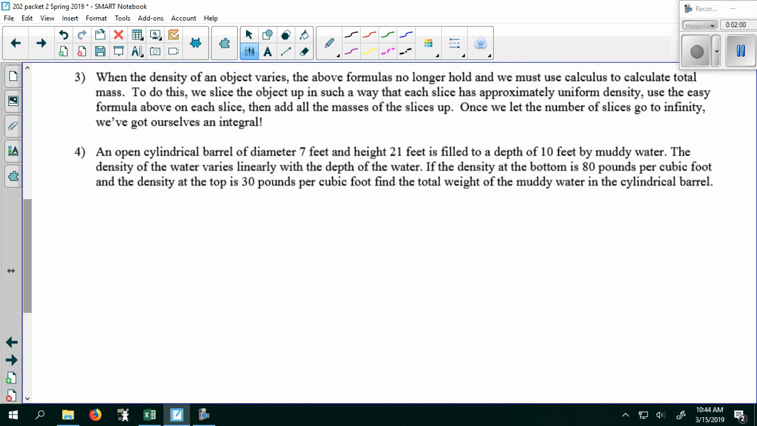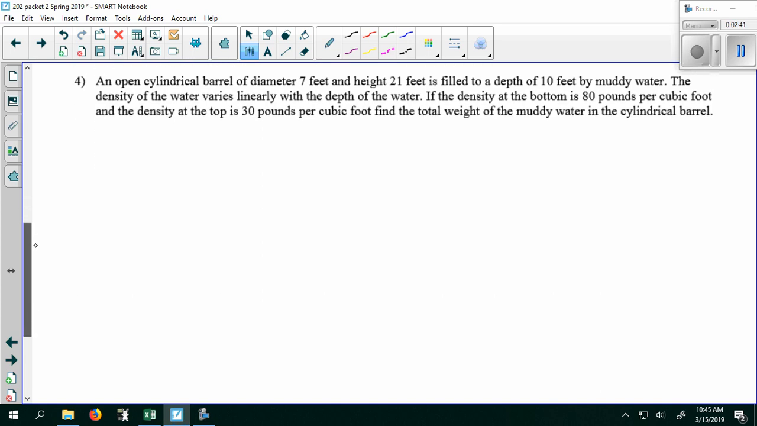However, when the density of an object is not constant, it might vary, those formulas no longer hold. So what we're going to do is use calculus to calculate the total mass of the object. To do this, you slice the object up in such a way that each slice has approximately uniform density. So when you're deciding how to slice, you want to choose a slice where the density in that slice is approximately the same everywhere. Then you use the easy formula on each slice, and then you add up all the slices. And once you let the number of slices go to infinity, that's an integral.